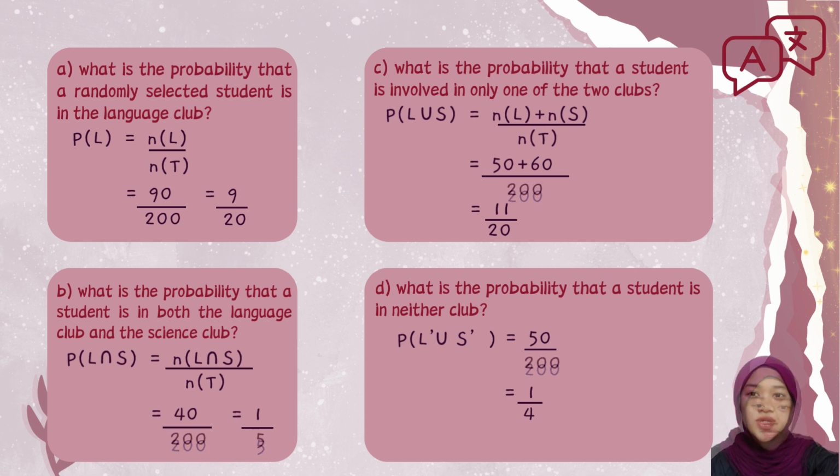Next, what is the probability that a student is involved in only one of the two clubs? So here we use the formula for probability of language club or science club. So just substitute number of students in language club 50 plus number of students in science club 60 over 200, which is the total of students, and the final answer is 11/20. For question D, what is the probability that a student is in either club? So here is the formula, just substitute, and the final answer is 1/4.